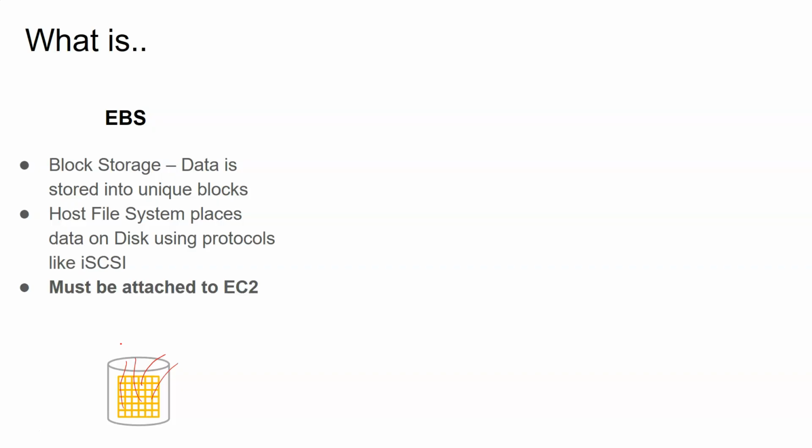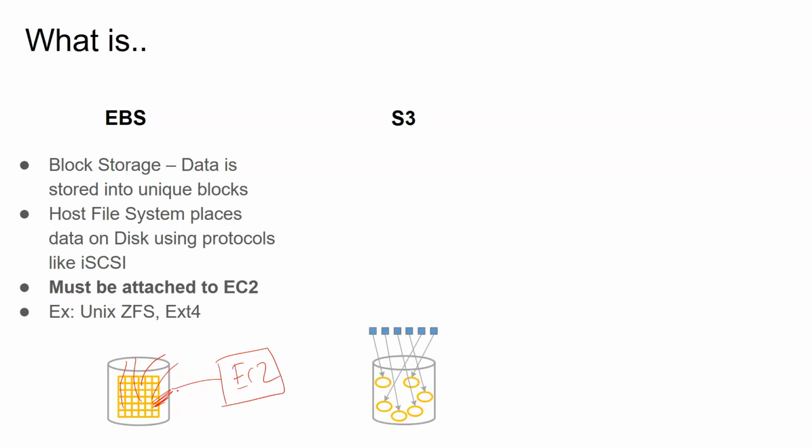And EBS must be attached to the EC2 machine. As I said, you can't use the EBS volume standalone. For that, you must have this volume and an EC2 machine which is running, and then through this EC2 you can access this block storage. So examples would be ZFS, ext4, or another file system on top of your block storage.